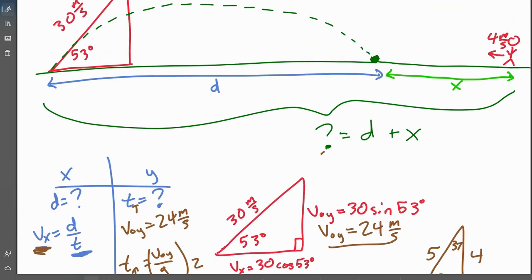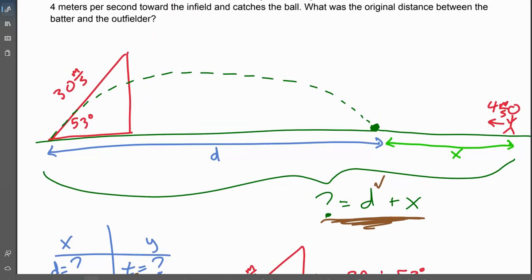Remember, what are we looking for? Well, we're looking for d plus x. We have d, now we need to find x. This outfielder is running in this direction, and I tell you that he runs at 4 meters per second. So he's running at this constant 4 meters per second in to intercept this ball. So x is whatever his velocity is times time. It's basically our same exact motion equations, but this is the velocity of the outfielder. So I'll do v sub OF for outfielder, velocity of the outfielder times our time.